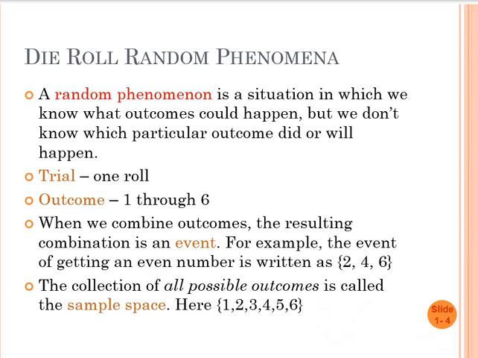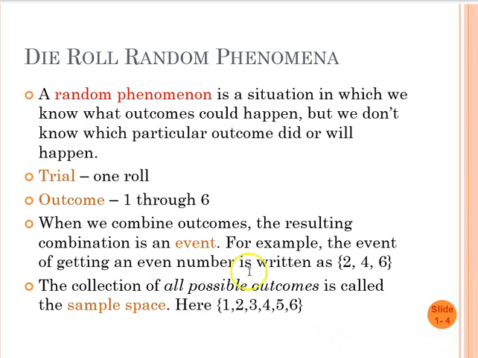The rolling of a die is also a really good example of a random phenomenon. A die roll has 6 different outcomes. It could come up 1, 2, 3, 4, 5, or 6. One trial is just going to be one roll of the die. And so for an event, you could have different combinations of outcomes. You might think of the event of getting an even number. There are different ways that you could get an even number. You could get a 2, a 4, or a 6, and so we would write that as this. So there are multiple ways for that event of getting an even number to occur.